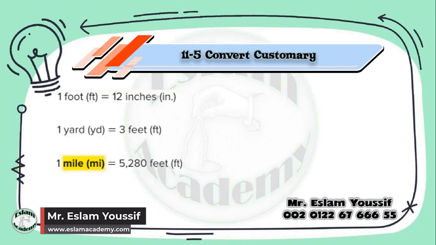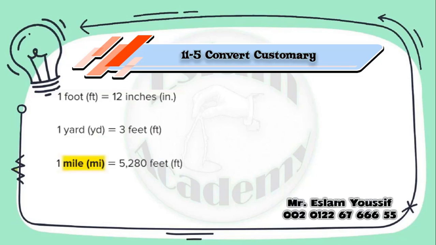This video we are talking about converting customary units. What is the meaning of the customary unit? The customary units are the units which are used in the US. So today we are talking about the units of measuring length. We will arrange the units from the greatest to the smallest. Because once we need to convert from the greatest to the smallest, we need to multiply. But from the smallest to the greatest, we need to divide.